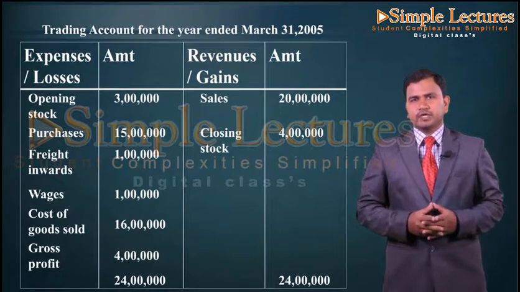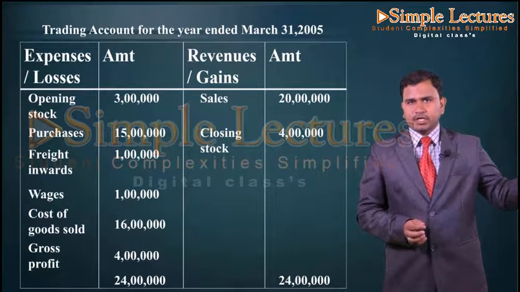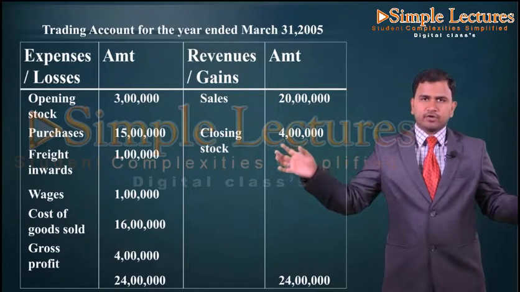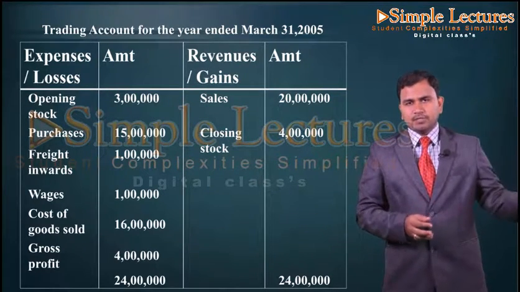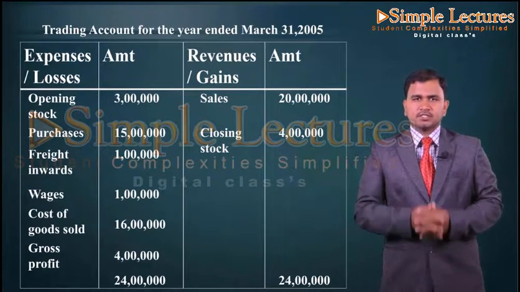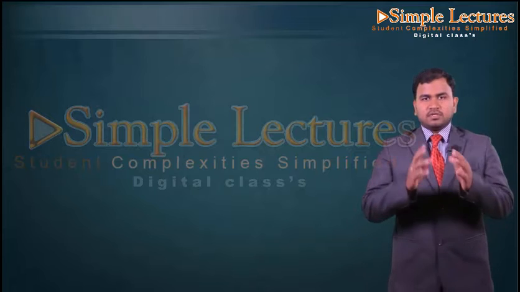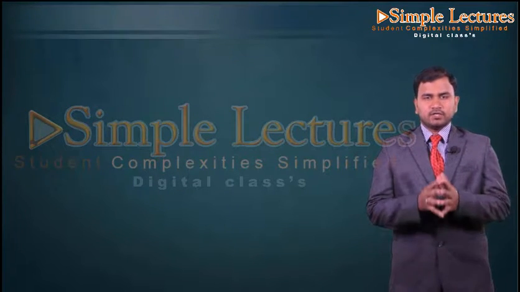So the concept is very clear here. Whatever entries we have recorded on the credit side are nothing but income, and whatever entries we have recorded on the debit side are nothing but expenses. So here our income is more and expenses are less, and the difference amount will be considered as gross profit. Let us take the illustration and we'll prepare the trading account and profit and loss account.